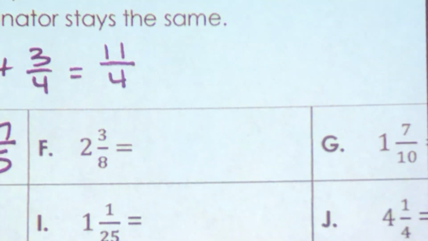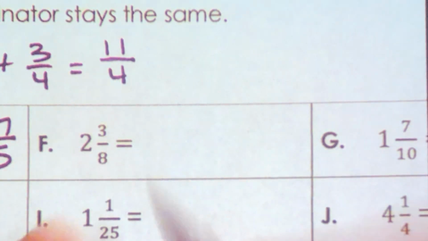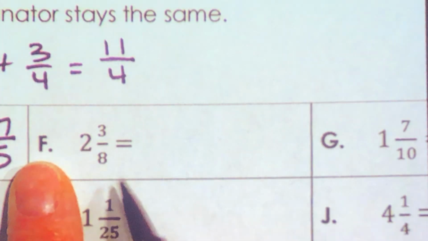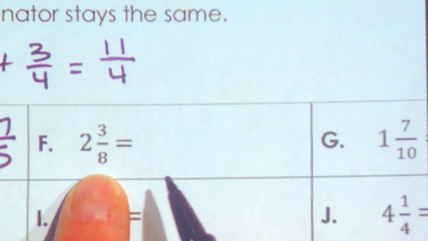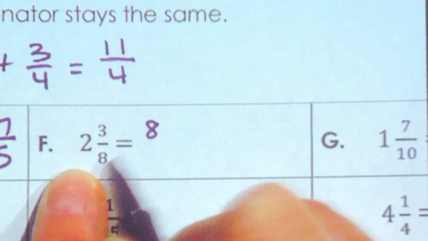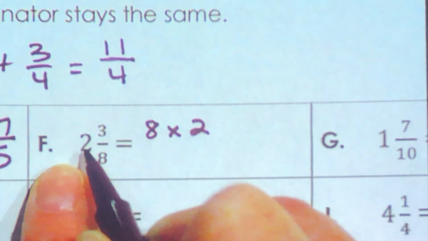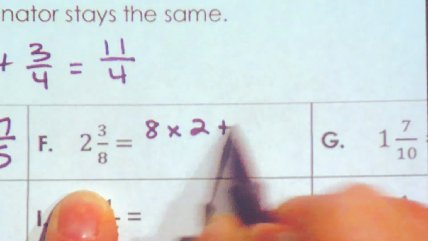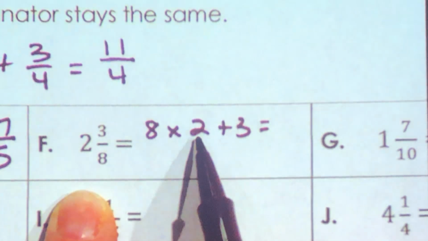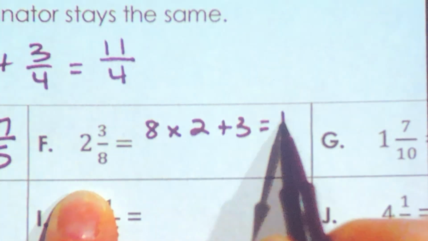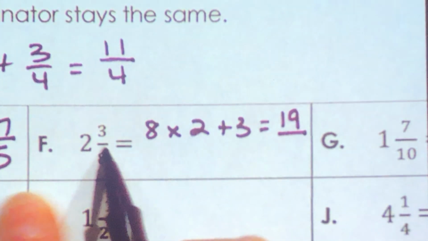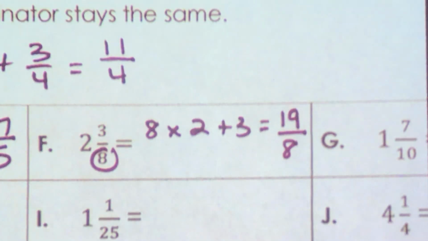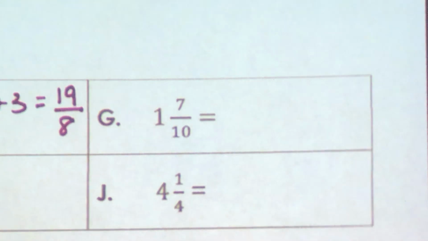All right, next one, 2 3/8. I want to change that into an improper fraction. So if I have 2 as my whole number, that would mean I'd have 8/8 twice. That means I would have 8 twice. So I take my denominator times my whole number, plus I still have these 3 pieces out of the 8. So 8 times 2 is 16. 16 plus 3 is 19. And the number of pieces that each whole is cut up into did not change. It would be 19/8.